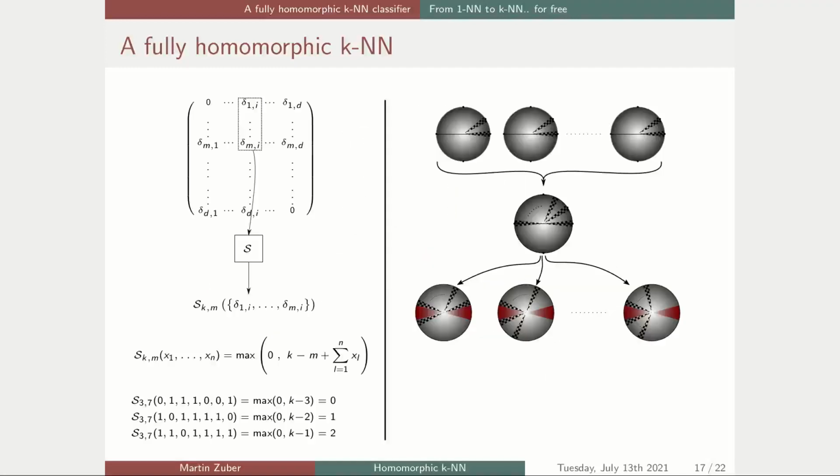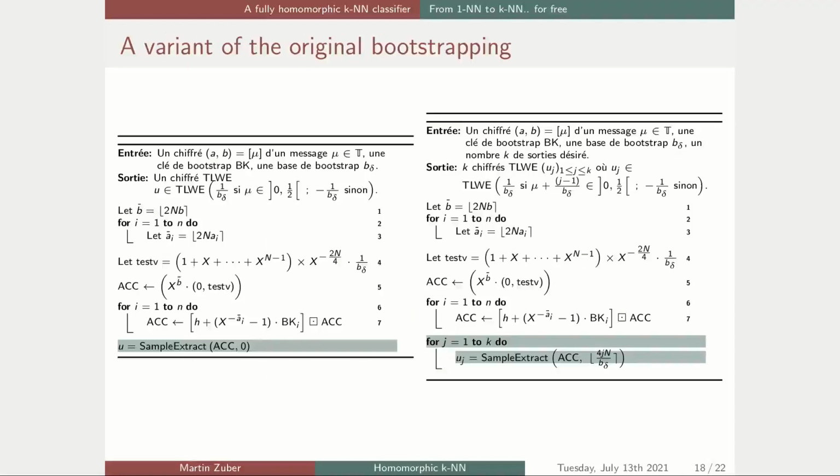What's really interesting about our implementation is that these k bootstrapping operations here are not actually k bootstrapping operations, but just k extractions at the end of a single bootstrapping operation. So if you have the original signed bootstrapping algorithm here on the left, then the only change that we have for our scoring operation is just k extractions here at the end instead of one, which is really interesting.